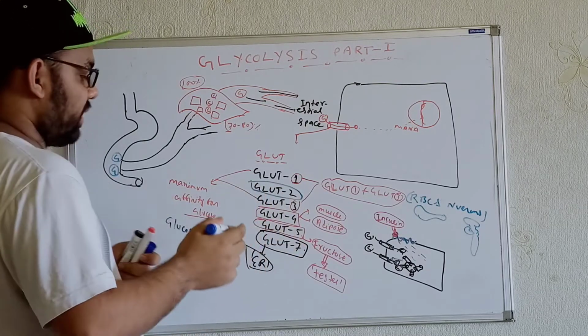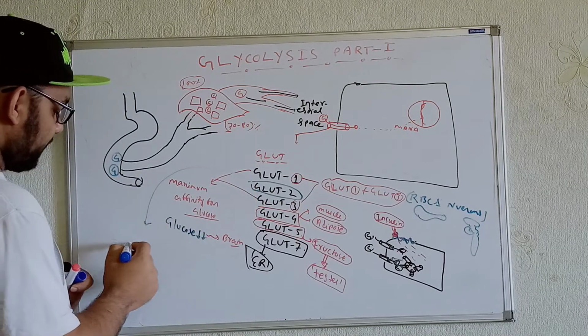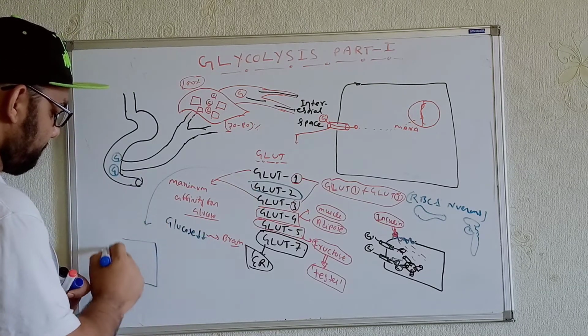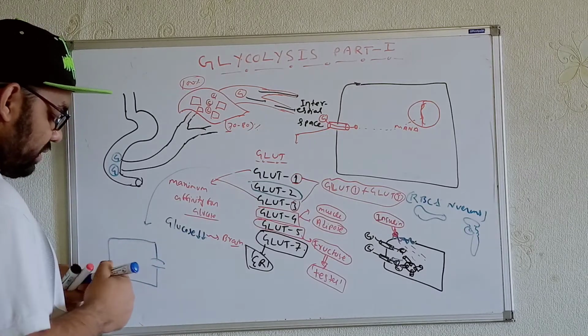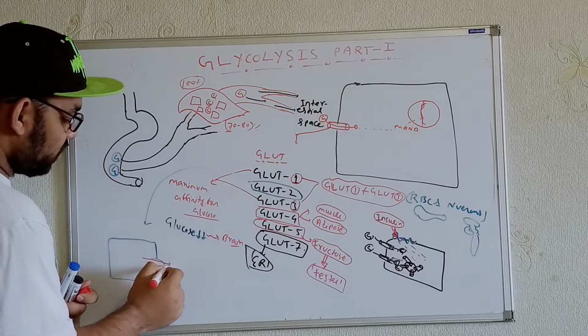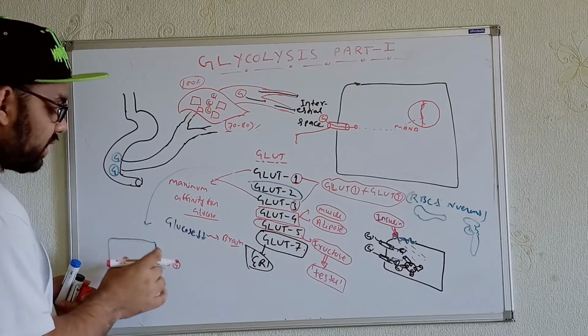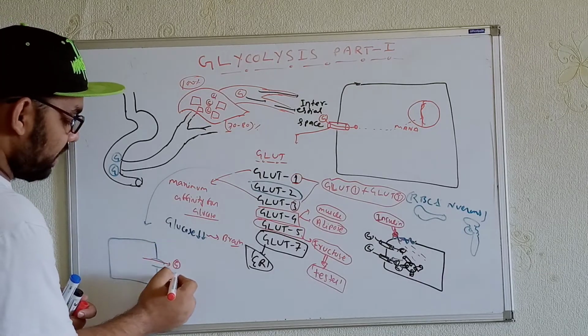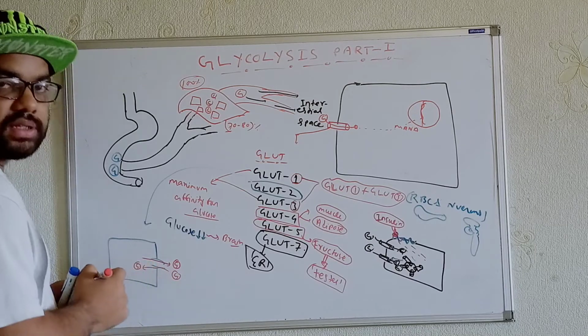Actually, think about this: GLUT2 is bidirectional. That means the glucose can go from inside the cells to outside of the cells, and from outside the cells the glucose can get within the cells. Okay, this type of thing we will see.